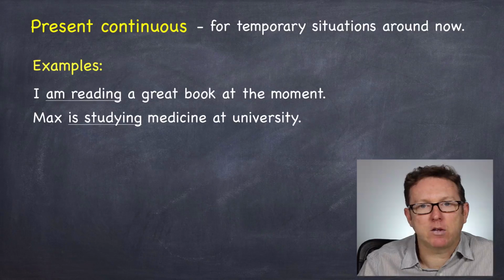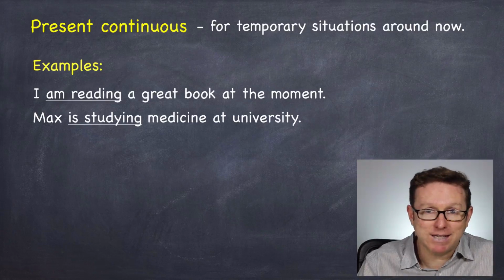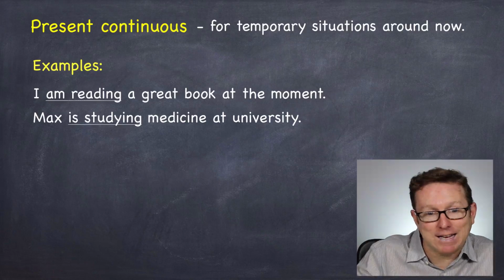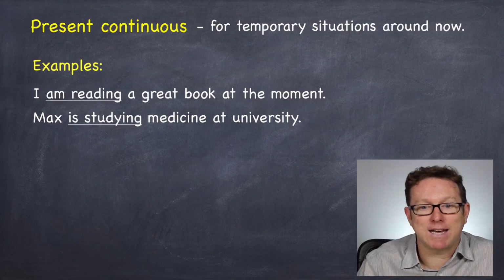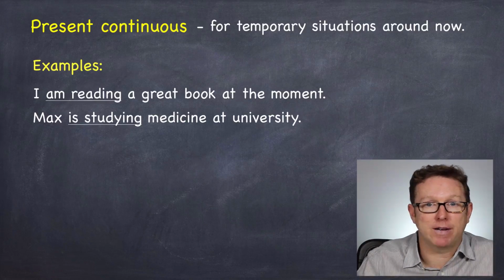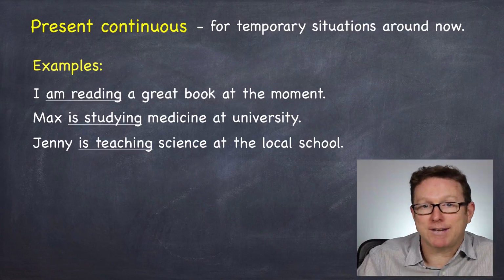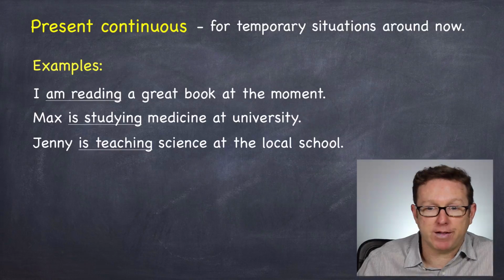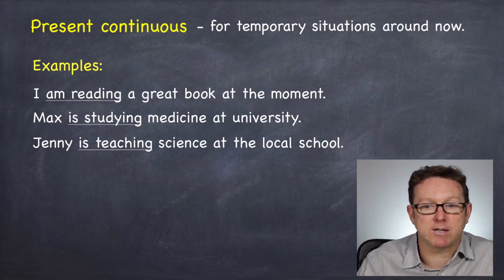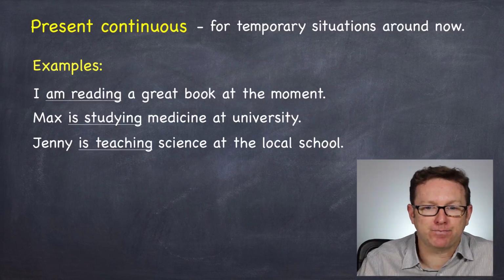Max is studying medicine at university. Not necessarily in this particular instant. He doesn't have to be physically at the university today, but in general, he's studying medicine at university. It's a temporary situation that's happening around us at the moment. And Jenny is teaching science at the local school. Doesn't necessarily mean it's going to be a permanent thing, but it's a temporary situation that's happening today. So she's teaching science at the local school at the moment, okay?